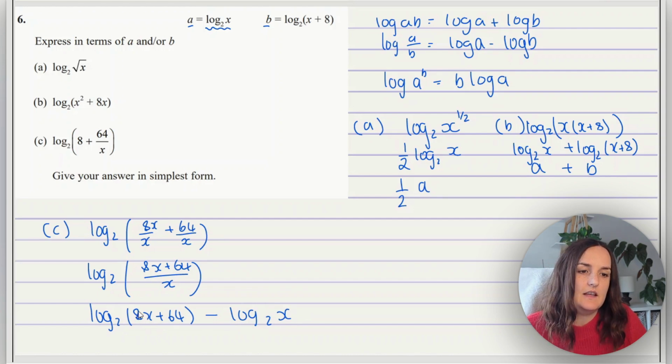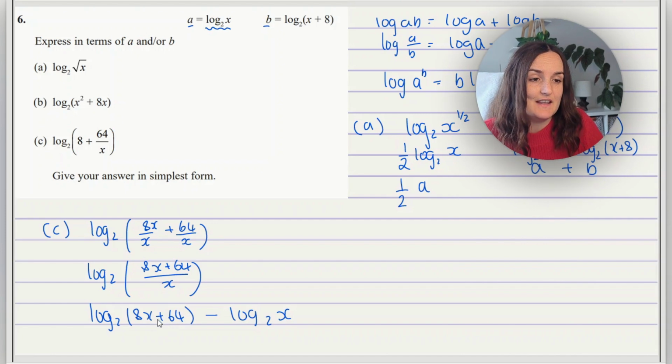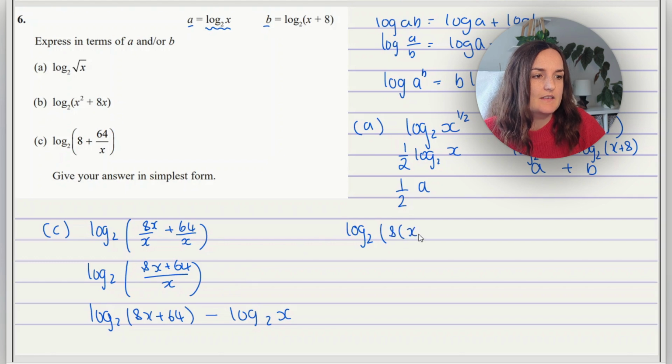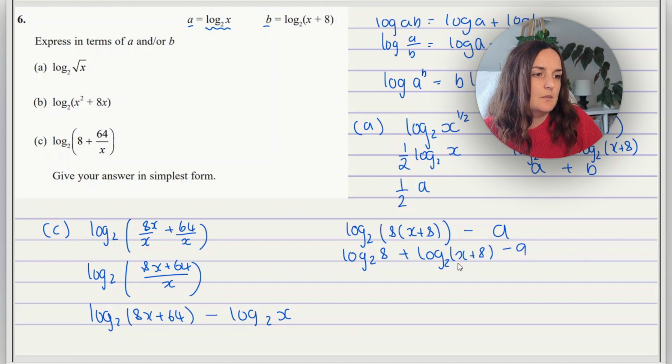So again, you need to think, can I write this as something where two things are multiplied, divided, or as a power? And again, I'll be thinking factorizing here because we can use the multiplication law. So that becomes log base 2 of 8, open brackets, x plus 8, minus, now I'm going to write this as a here, and then I can rewrite this log as log base 2 of 8, plus log base 2 of x plus 8, minus a. So we're lucky, we've got this as b, we've got this as a.